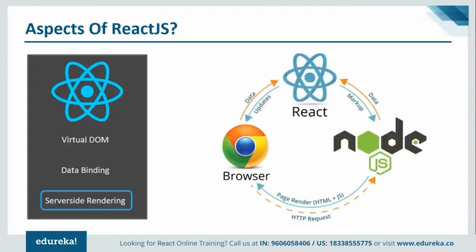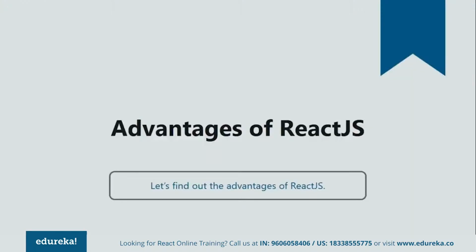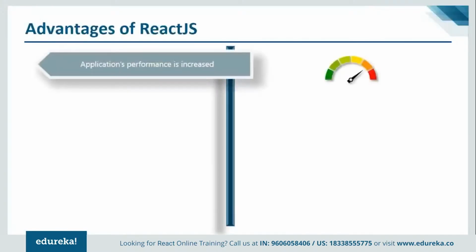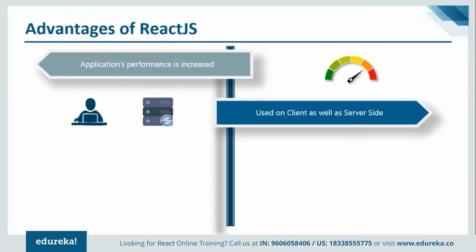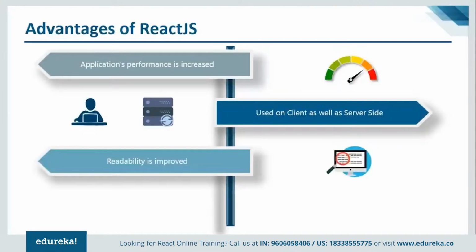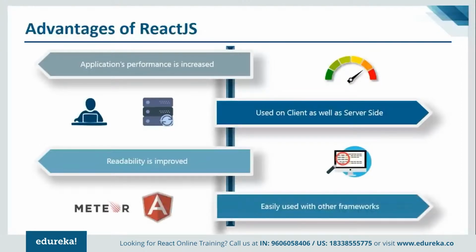All of these features together make ReactJS a powerful and robust library which provides us with some major advantages. Because of the use of virtual DOM, the application's performance increases. Moreover, it can be used on client as well as server side. React's JSX file increases the readability of the code, so it becomes easy to debug and maintain. And lastly, ReactJS can be easily integrated with frameworks like Meteor or AngularJS.